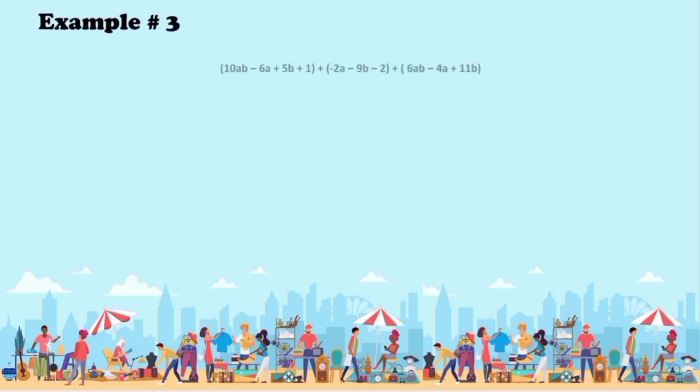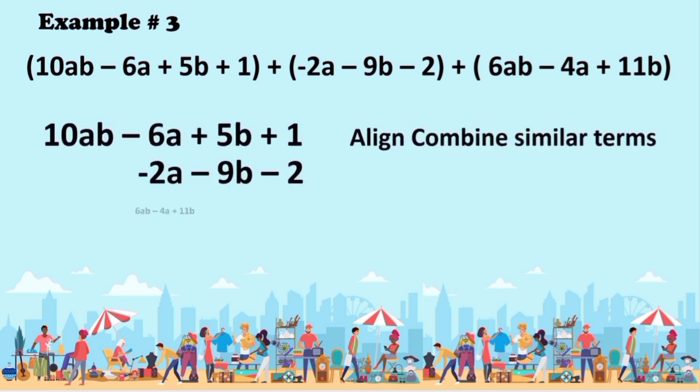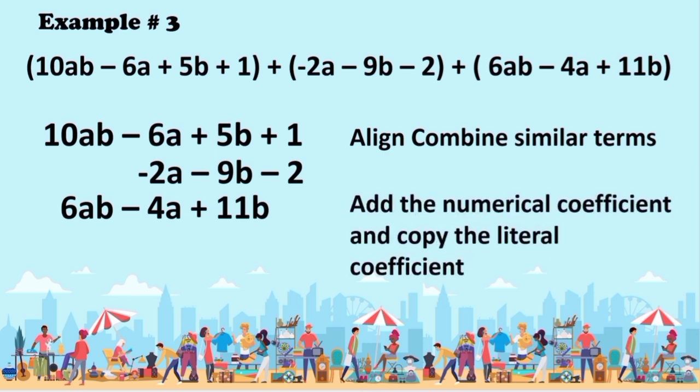Example number 3. 10ab minus 6a plus 7b plus 1, added by negative 2a minus 9b minus 2, added by 6ab minus 4a plus 11b. First is to align and combine similar terms. Make sure to align the terms to its similar term. Now, let's add the numerical coefficient and copy the literal coefficient.